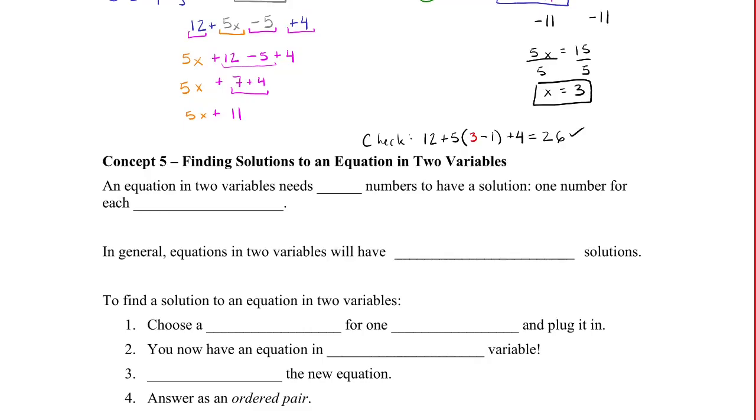So when we solved a linear equation in one variable, we got just a single number. And the normal thing for a linear equation in one variable is that there's just a single solution. There's just one number that we can plug in for the one variable, and that's the only number that makes the equation true.